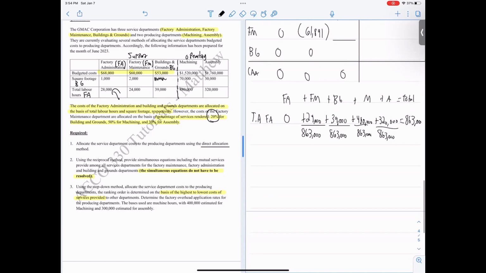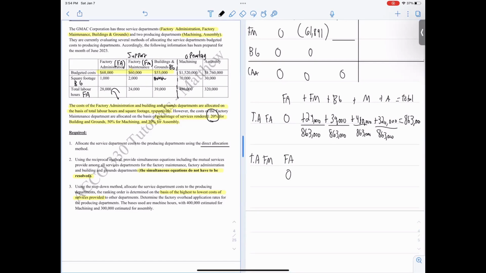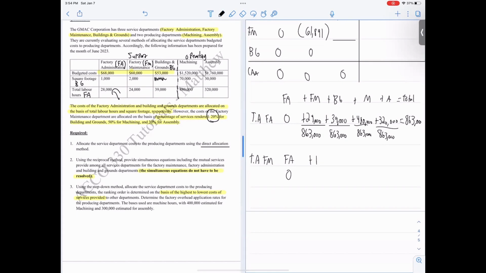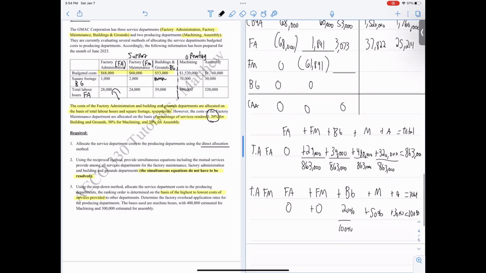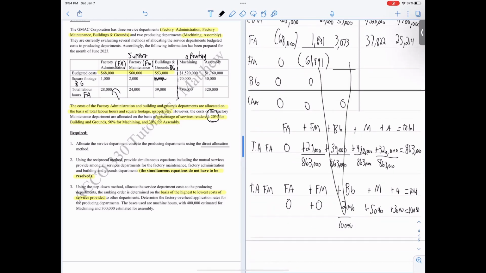Now for your total allocation for factory maintenance. First off, factory maintenance allocates nothing in admin, right? Because they allocate nothing in the first place, but we're also doing the step down method. Factory maintenance allocates nothing to themselves because you never do self allocations. Factory admin allocates 20% to building and grounds, 50% to machining, and 30% to assembly, which gives us a total of 100%. So our first proportion is 20 over 100%. So we do 161,891 times 20 over 100.